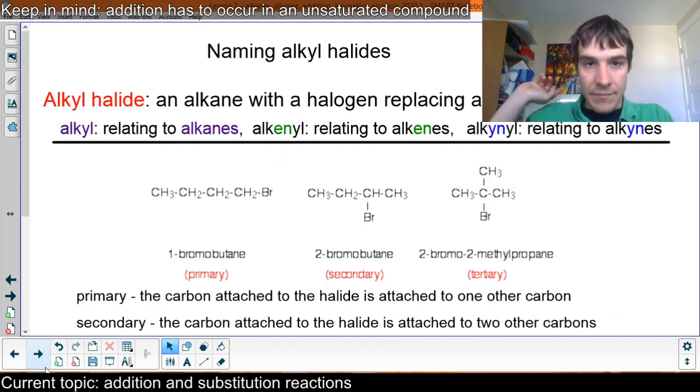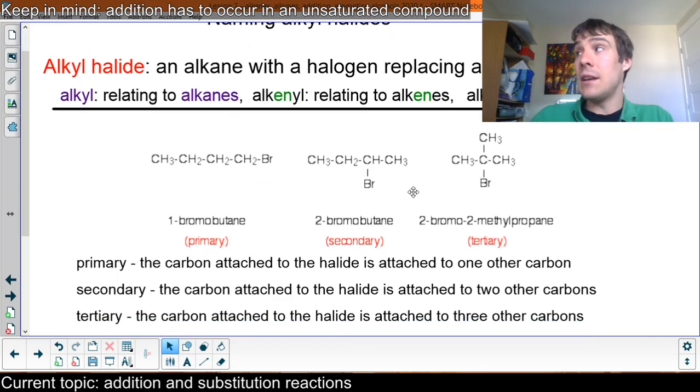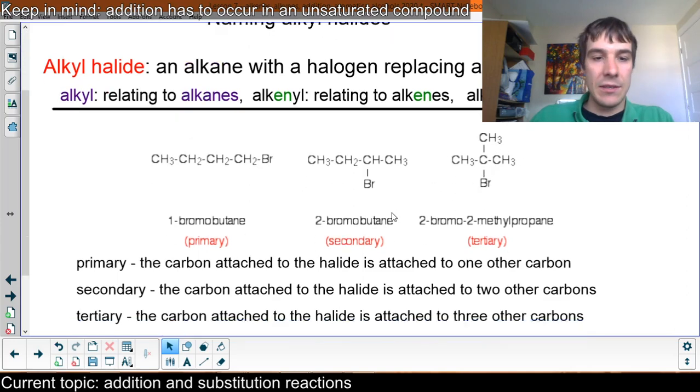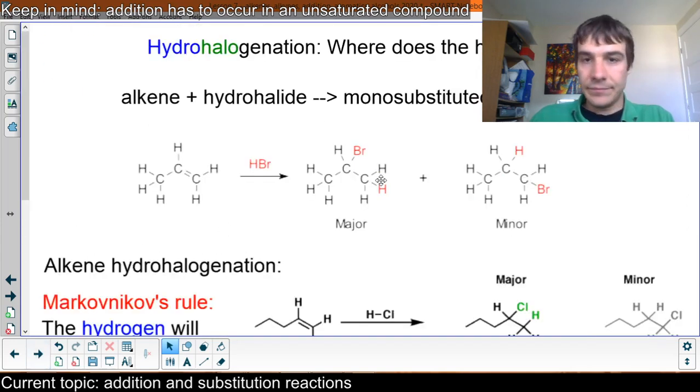Now, naming them, we've talked about naming them. Alkyl is alkanes, alkenyl is alkenes, alkynyl is alkynes. And then there's this concept of primary, secondary, and tertiary. Primary is right on the end. Secondary, there's 2 carbons attached to the carbon that it's attached to. And tertiary, there's 3 carbons attached to the carbon that it's attached to.